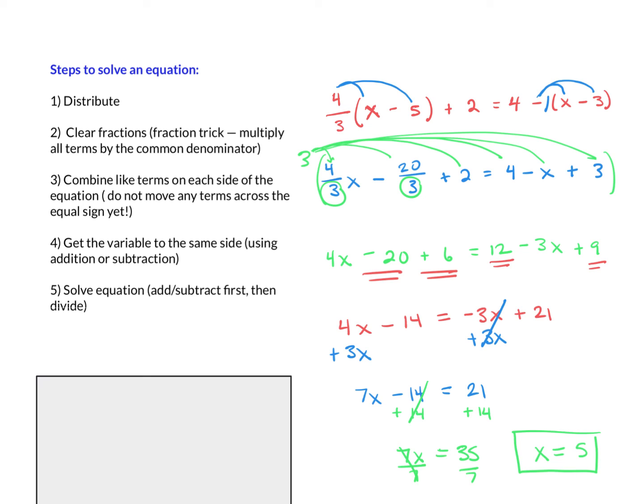So there's an equation that kind of has all of it. We had to distribute, we had some fractions, we combined like terms on separate sides. Then you get your x's, or whatever variable it is, to the same side, and then you can solve. It's a two-step equation. You'll add or subtract first and then divide.